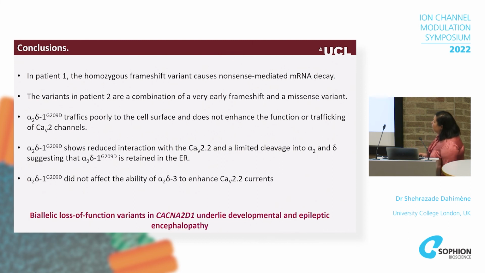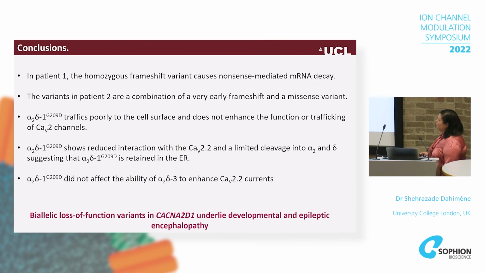So this is a conclusion where we found that in patient 1, which has the homozygous frameshift variant, we think that it has nonsense-mediated mRNA decay, as we detect a very small amount of messenger RNA for alpha-2 delta-1. We also found that the variants in patient 1 are a combination of a very early frameshift and a missense variant.